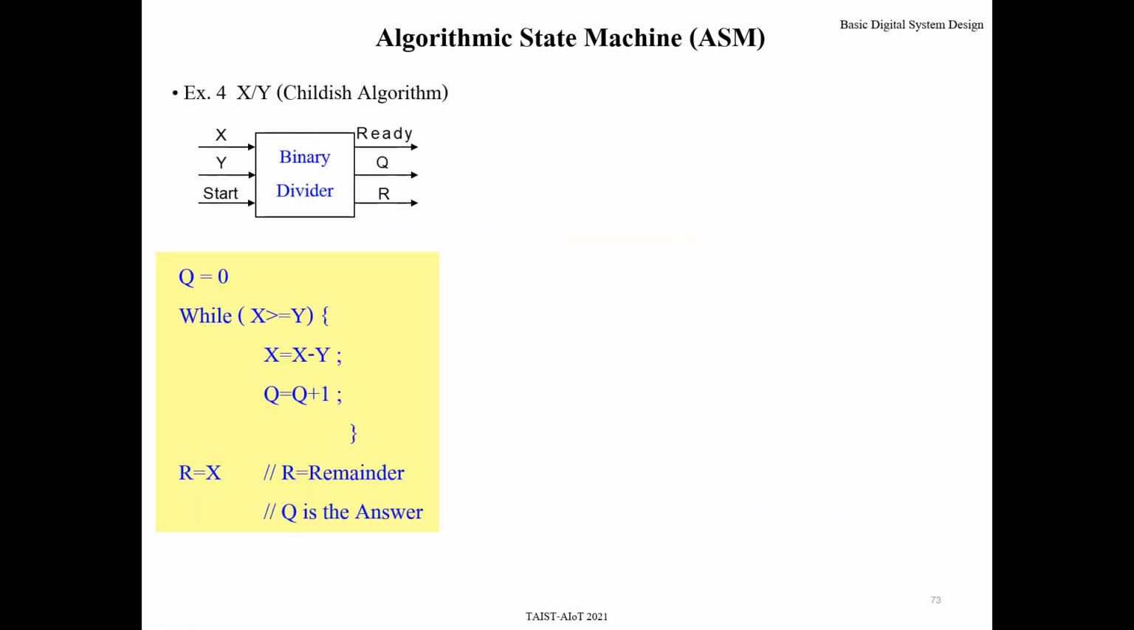Okay, the last example: you design a binary divider with this algorithm. For example, if your input X, Y is 18 divided by 5, how to do the division? Maybe for this algorithm you use X minus Y, minus 5, then it becomes what?